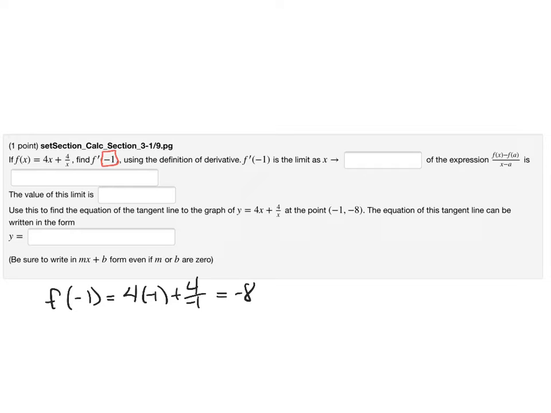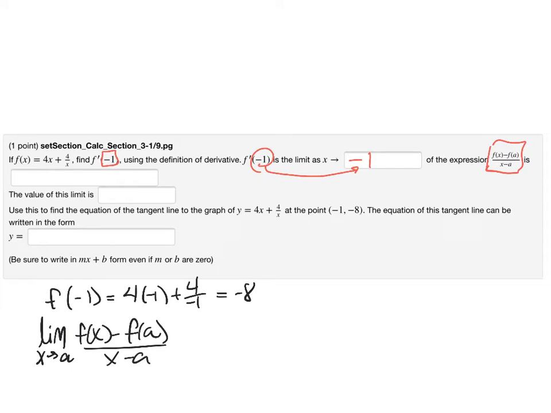The first part of the question is asking me, using the definition of derivative, f prime of -1, the limit as x approaches, and because I am approaching -1, that's what I'm using, -1, in my derivative. That's what I approach as x approaches -1. Now, the second part right here is asking us to use the definition of the derivative. So that is the limit as x approaches a of f of x minus f of a all over x minus a. Since we know that a is -1, that's the value that we are approaching.